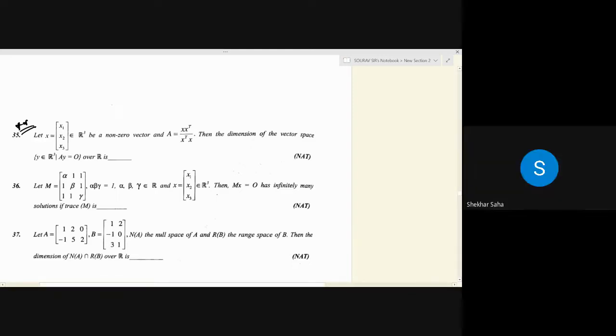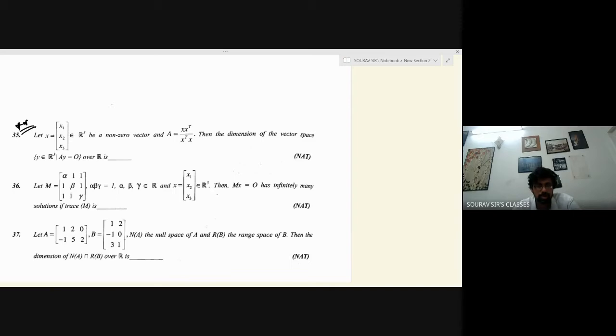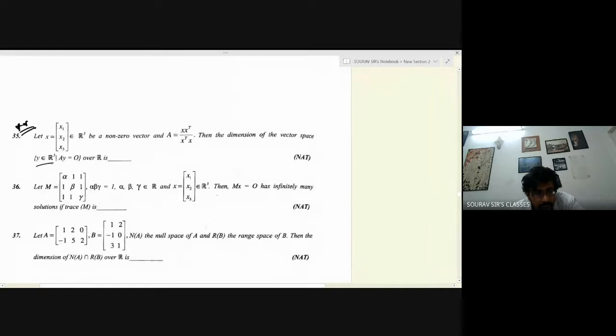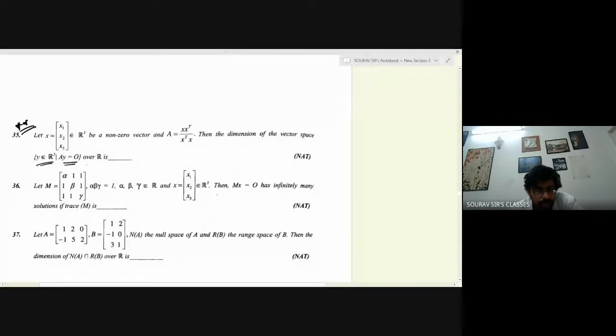So what is the vector space? Which vector space are they asking for? The dimension of the vector space Y in three dimensions, given Ay equal to 0 over R.